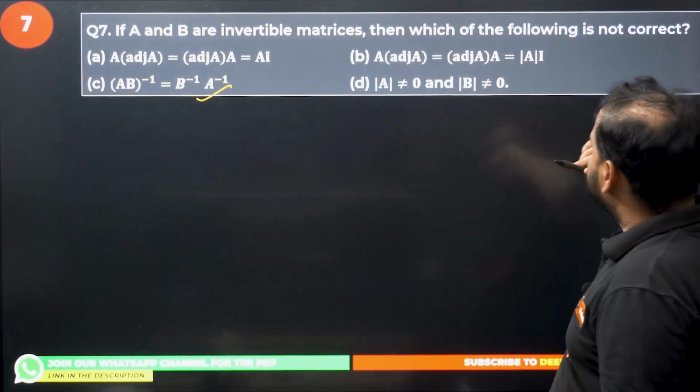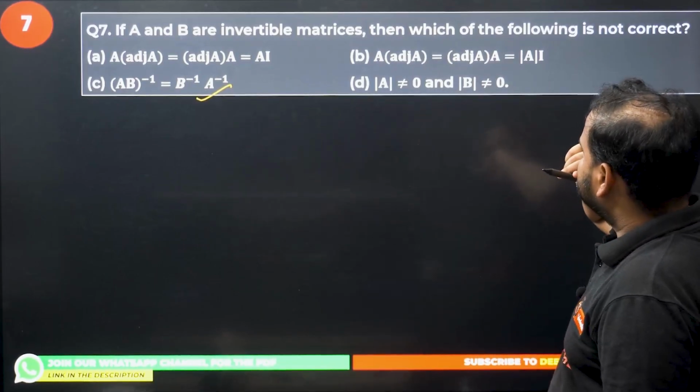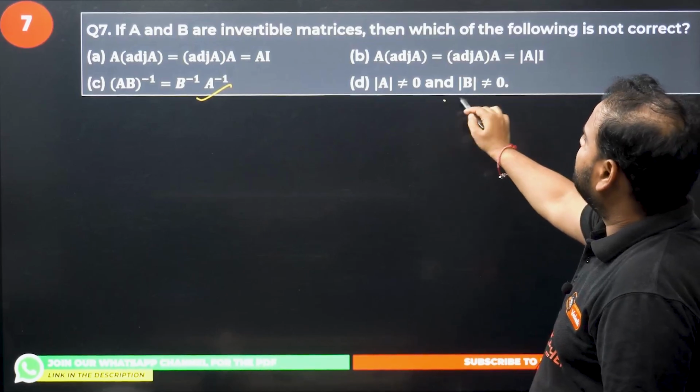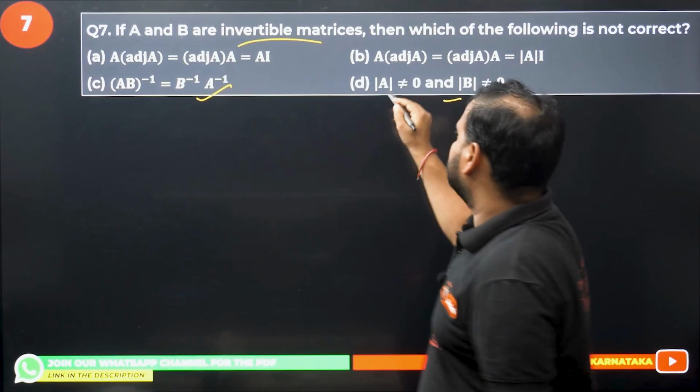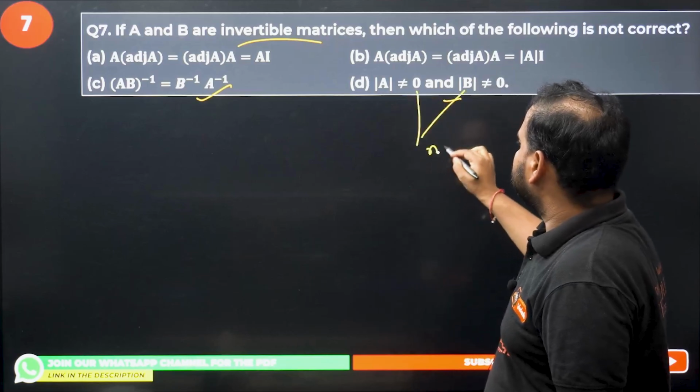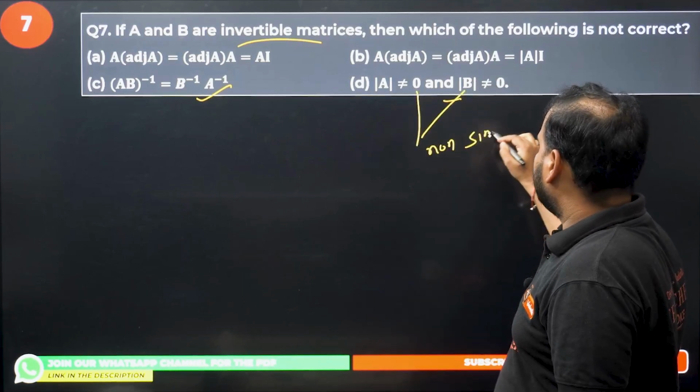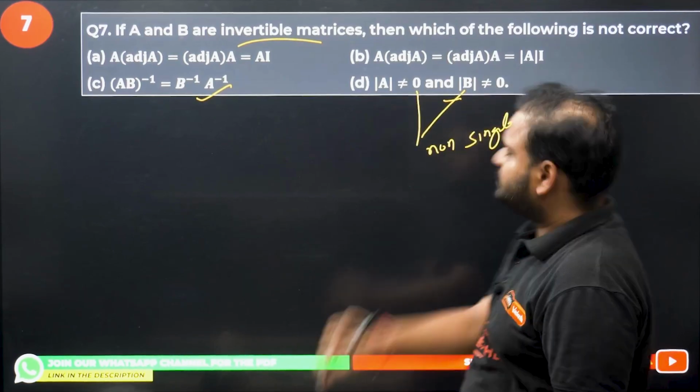Okay, I think this is incomplete, right? Yeah, no, the correct one only. Invertible matrices, okay, it means they have to be both. What it means is non-singular, correct? No, very good, very good.